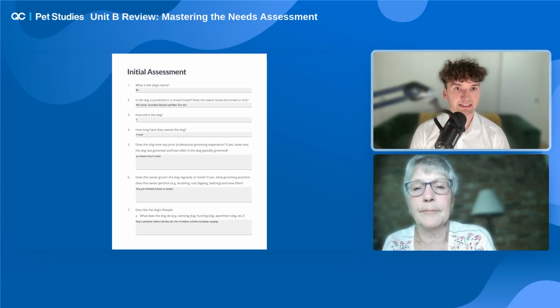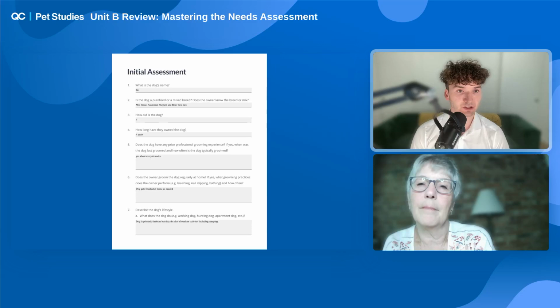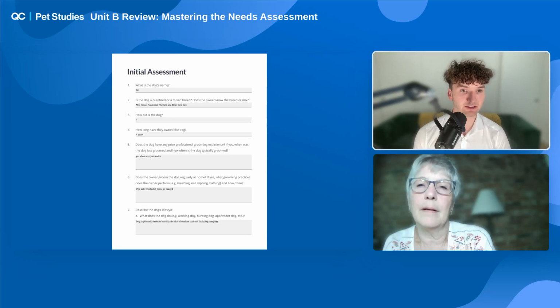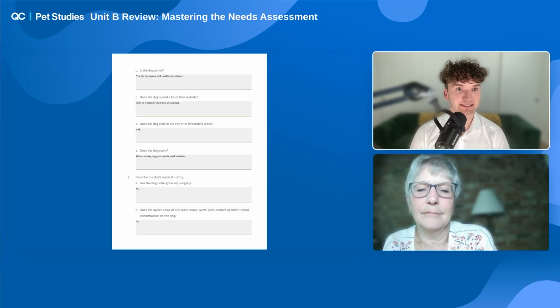Is the dog a purebred or a mixed breed? It's a mixed breed, Australian Shepherd and Blue Tick mix. Okay, great. How old is the dog? How long have they owned the dog? 4 years. Does the dog have any prior professional grooming experience? Yes, about every 6 weeks. Does the owner groom the dog regularly at home? Answer, dog gets brushed at home as needed. Describe the dog's lifestyle. Answer, dog is primarily indoors, but they do a lot of outdoor activities, including camping. Nice. Next, is the dog active? Yes, the dog enjoys walks and being outdoors.